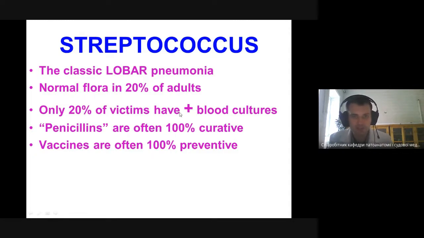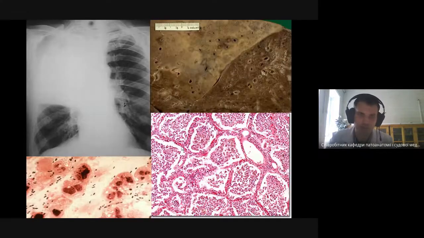Only 20% of victims have plasma blood cultures. Penicillins are often 100% curative, and vaccines are often 100% preventive. Vaccines are distributed for all the people. Elderly people suffer from severe lobar pneumonias, so it's important to protect our older part of society from such infections.